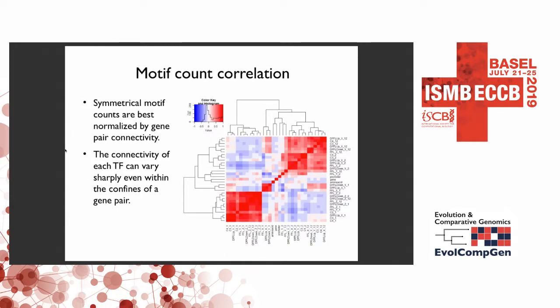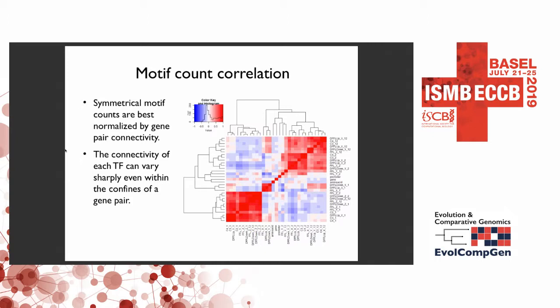And essentially we used the most basic method to start with. We just counted up our motifs and found that overall there are sharp differences in connectivity between different genes. Obviously, there are differences in links from each gene, and therefore, if we want to establish something about the symmetry, we need to normalize it by gene connectivity.